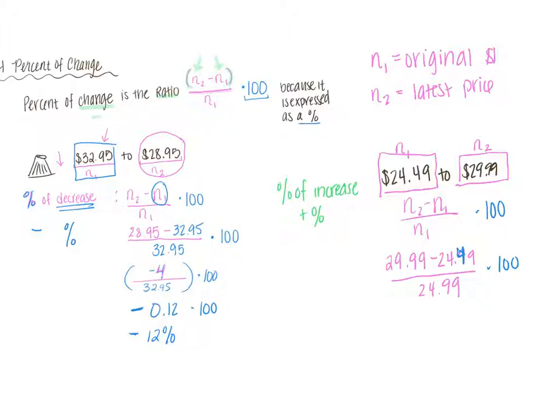times 100. And if I plug 5.5 divided by 24.49 into my calculator, what do you get? Hopefully you got about, remember we're going to round to the hundredths place. So I should get 0.18 times 100, which is about, remember if I multiply by 100, my decimal just moves 2 places, right? So this is about 18%. This means, and notice that it's positive. Because it's positive, it is an 18% increase.